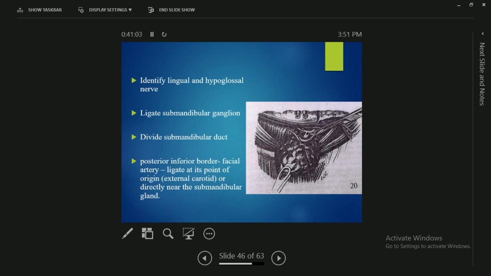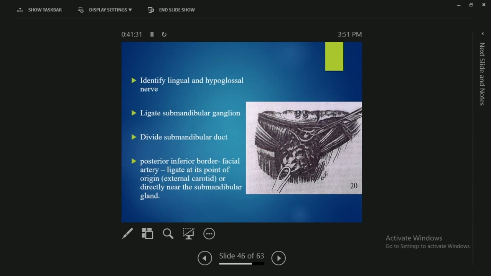Identify the lingual and hypoglossal nerve, for which we have to retract the submandibular gland inferolaterally and the mylohyoid muscle medially. Ligate the submandibular ganglion and divide the submandibular duct. At the posterior inferior border we can identify the facial artery, which can be ligated at its point of origin in the external carotid artery or directly near the submandibular gland.